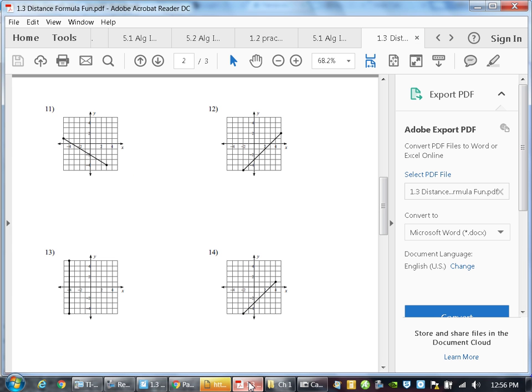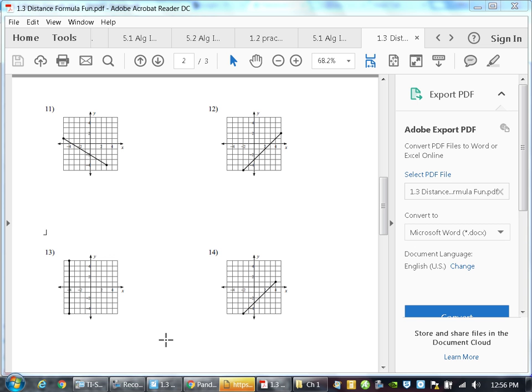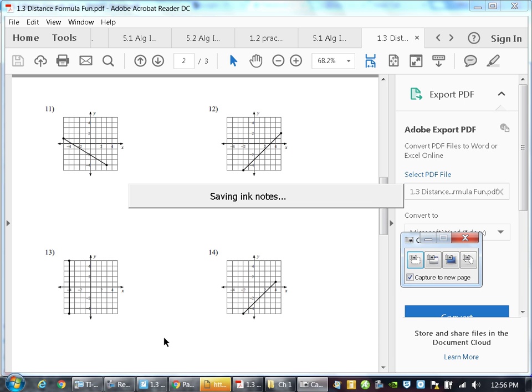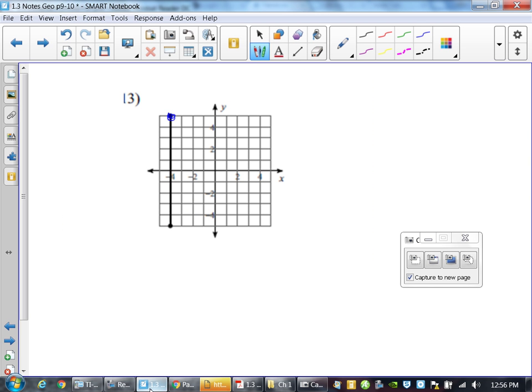Do you think anything changes if you count a line segment that's vertical? If I count a line segment that's vertical, do you think it changes? From here to here? I'm sure there are still spots to count. It's just a vertical change. The horizontal change then is going to be what? 0. So all I have to do is count.